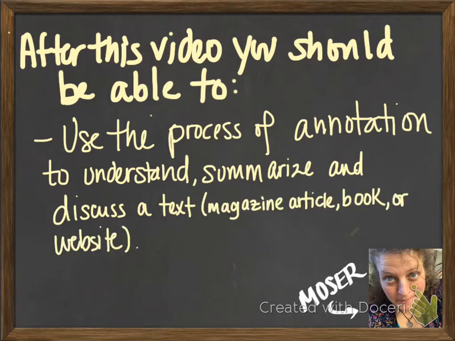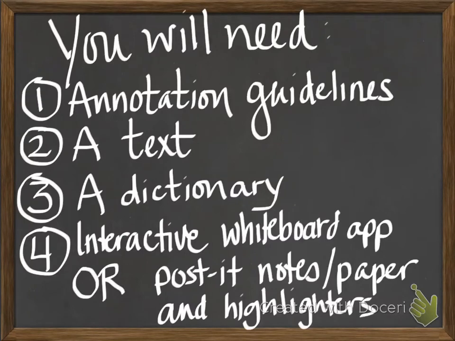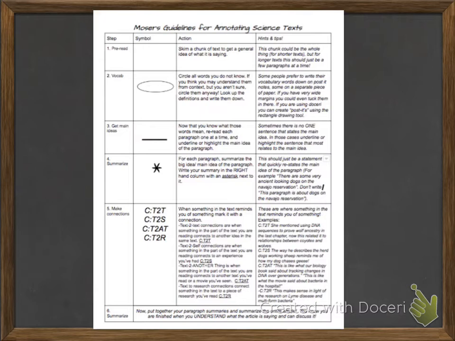That text might be a magazine article, something from a book, or even something you read on a website. Let's get started. To start, you're going to need 4 things. First are a set of annotation guidelines. If you're my student, you will be using these, Moser's Guidelines for Annotating Science Texts. If you're not my student, you're welcome to steal these, or your teacher may have something themselves that they want you to use.